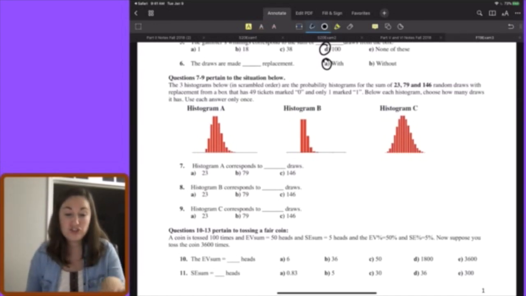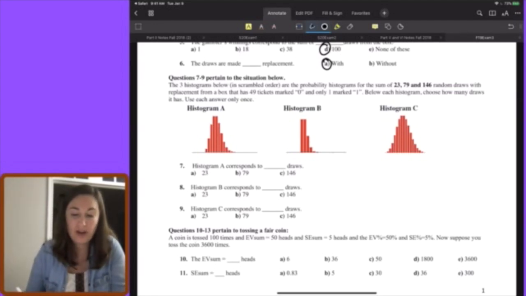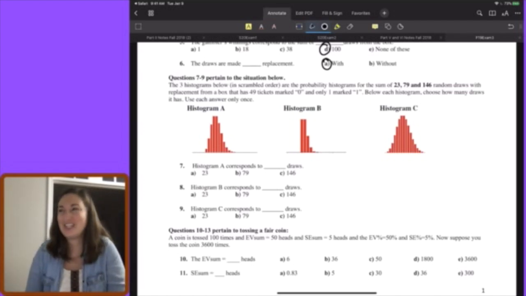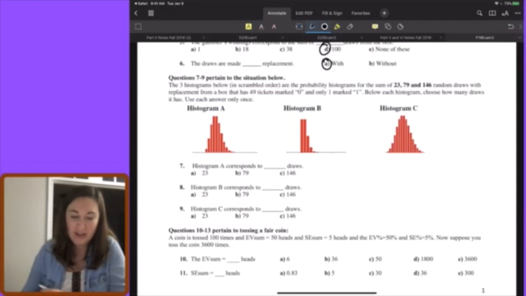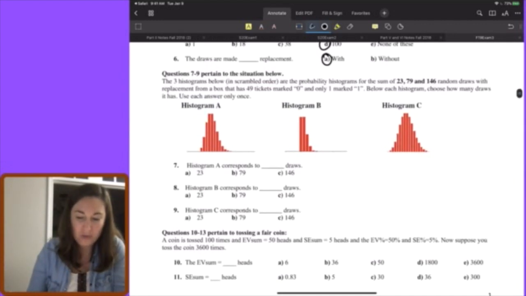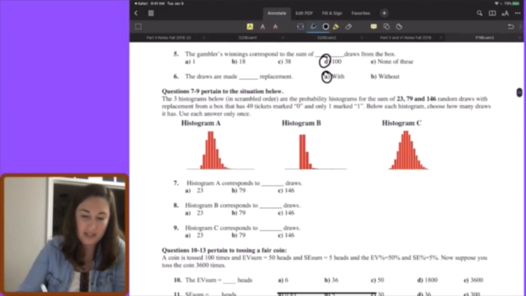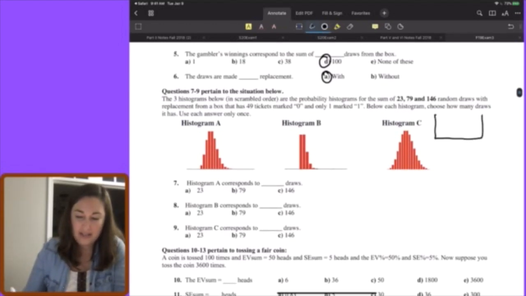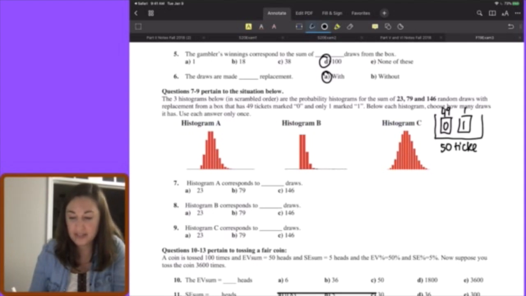It says the 3 histograms below are the probability histograms for the sum of 23, 79, and 146 random draws with replacement from a box that contains 49 tickets marked 0. Okay, so we have a box that looks like this. We have 49 zeros and 1 ticket marked 1. So there's 50 total tickets in this box. It is definitely lopsided.